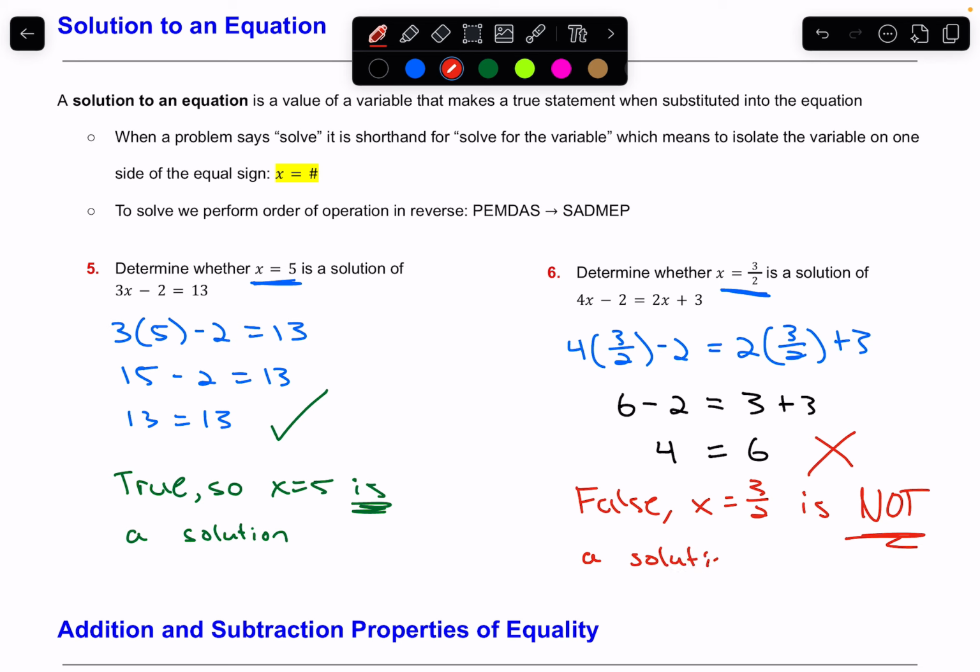So if you solve an equation and you get an answer, you plug it back in. If you get a true statement, good, that means you got it right. If you get a false statement, that means you messed up somewhere and your answer is not actually the answer. You should try it again.